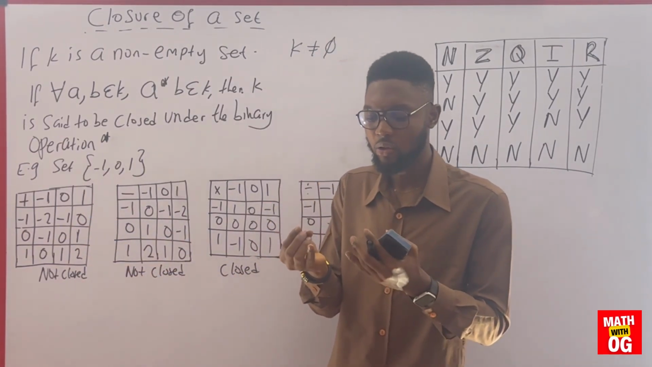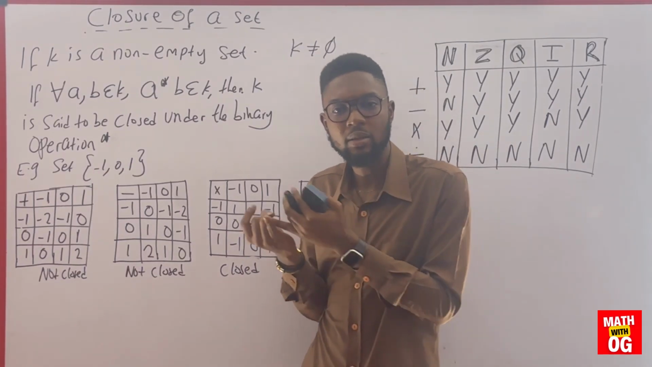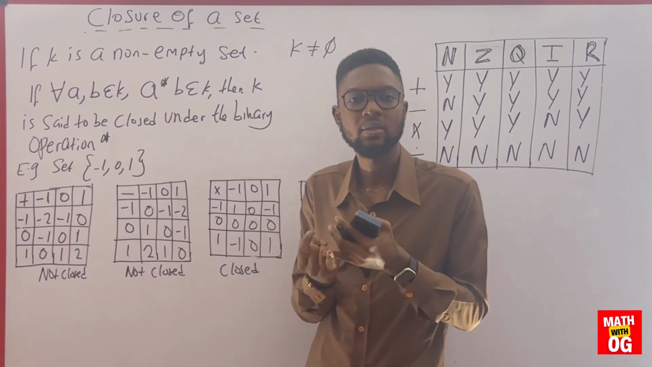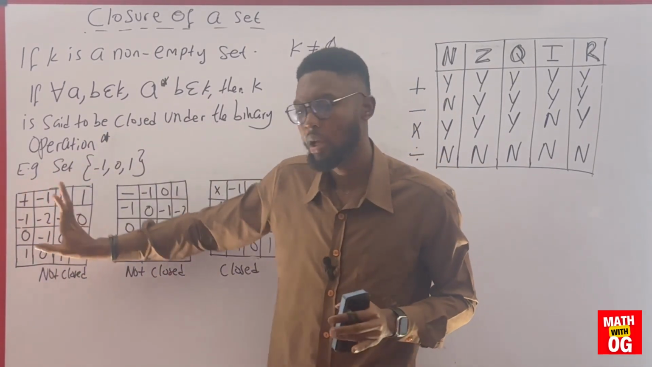So when defining it, you need a set and you need an operation. So you say a set is closed under a particular operation, or a set is not closed under a particular operation. So this set is not closed under addition.